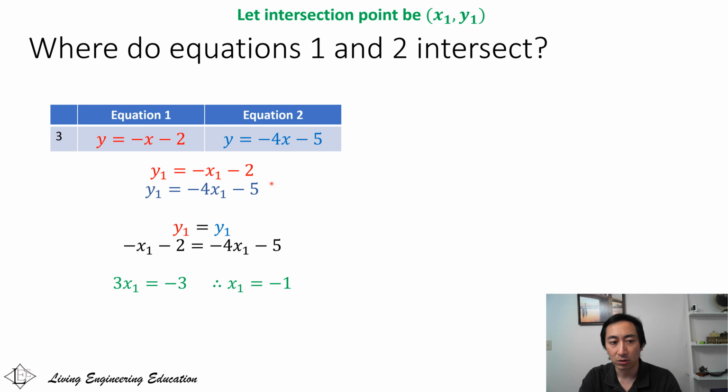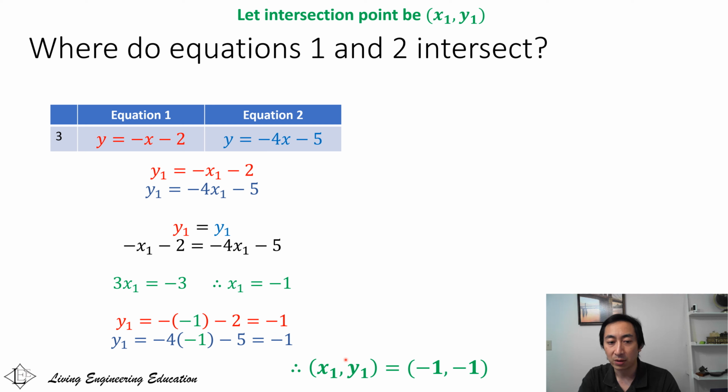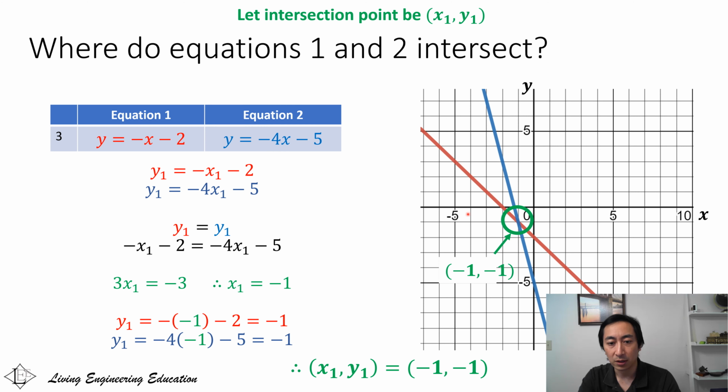Then we could plug it into either equation 1 or 2, doesn't matter. You plug in your x1 term of negative 1 there. So I'll just look at it from the red equation. I've got negative of negative 1, that gives us positive 1. Positive 1 minus 2 gives us negative 1. So same thing with the blue equation, just plugging in x1 equals negative 1. So I know my point of intersection is negative 1, and I can take a look at the graph to see if we're consistent. And there we have our intersection point, negative 1 for x and negative 1 for y.